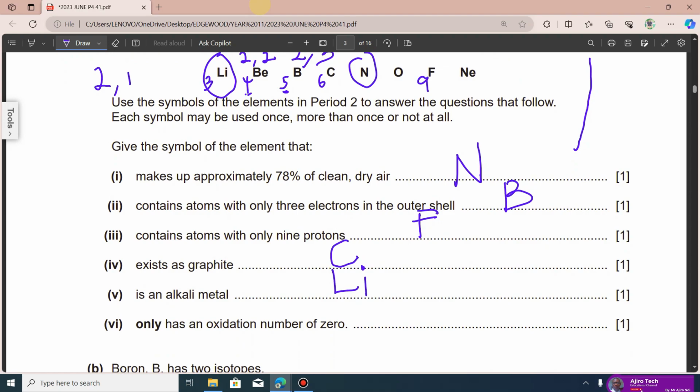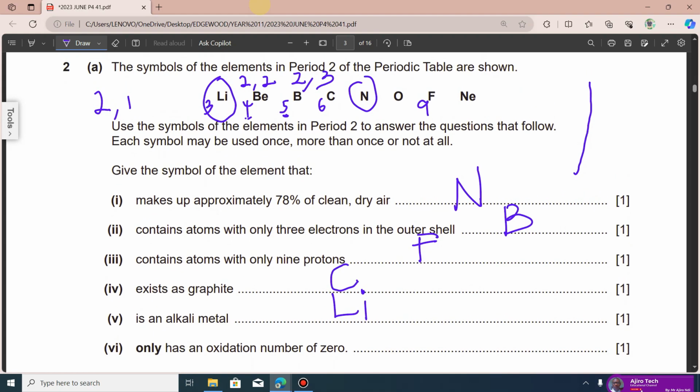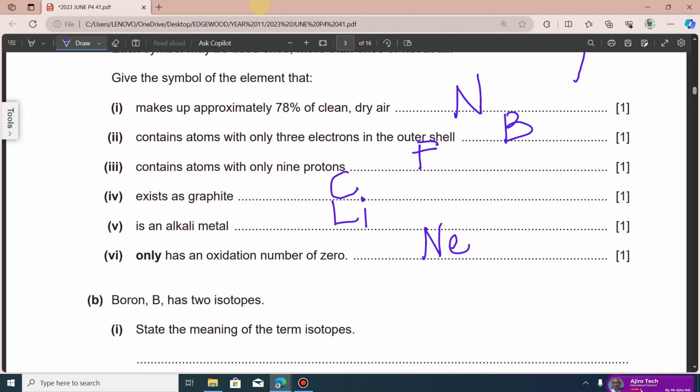Which of them only has an oxidation number of 0? Now, for an element to have an oxidation number of 0, it means that such element does not donate electrons and does not receive electrons. Now, what comes to your mind are the noble gases. The noble gases do not donate and they do not receive electrons. And from the options that we are given, the only noble gas here is neon. So all we need to do is to include this here. So that is how simple this particular set of questions is. All right, now let's move to the next question.